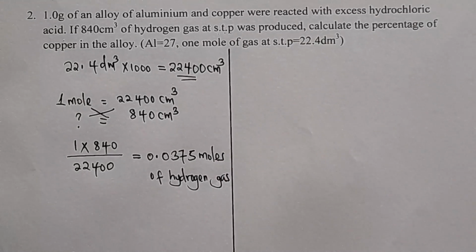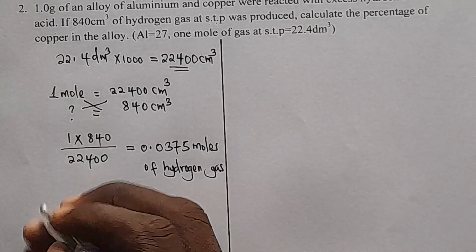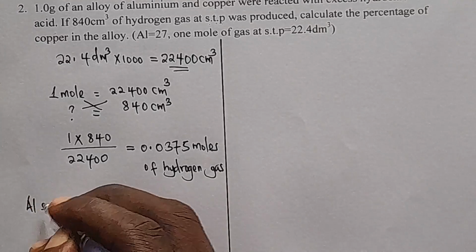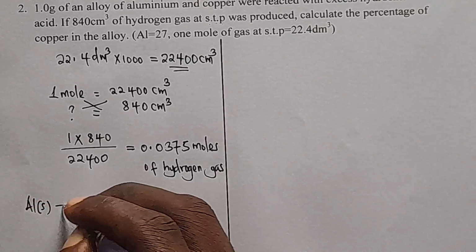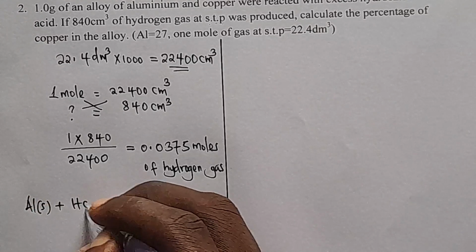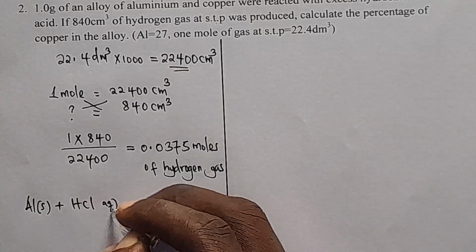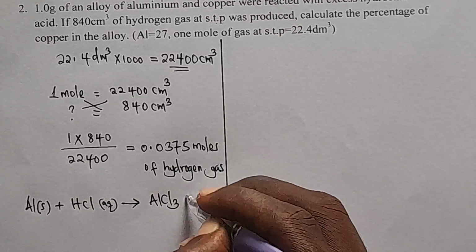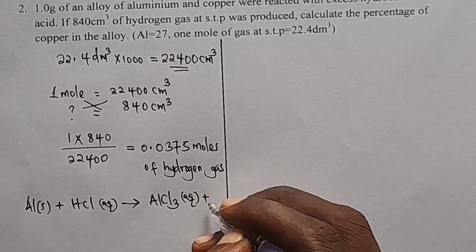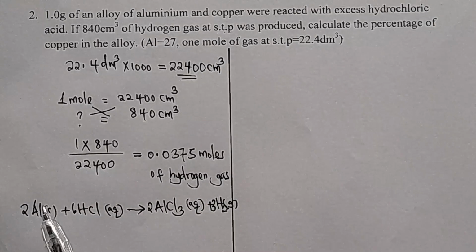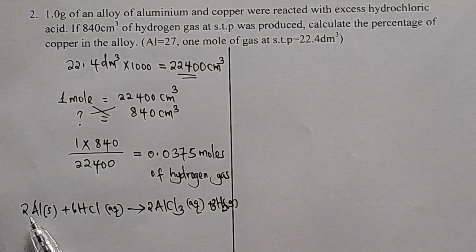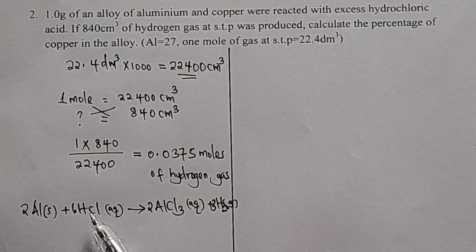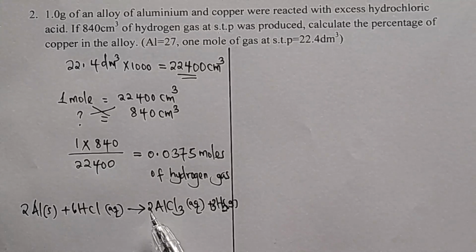Okay, there we are going to write the reaction. That's aluminum, metal or solid, reacting with the hydrochloric acid. That's HCl, which is aqueous. We are going to get aluminum chloride, aqueous, plus hydrogen gas. Balance, we put 2 in aluminum side, 6 in the side of hydrochloric acid. We put 2 in the side of aluminum chloride, and also 3 in the side of hydrogen gas.